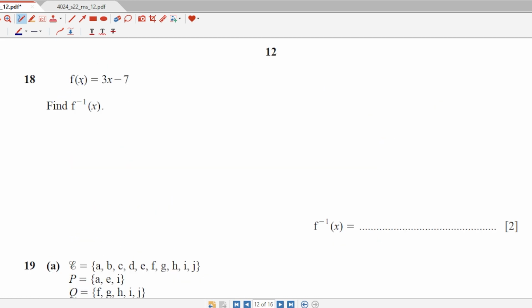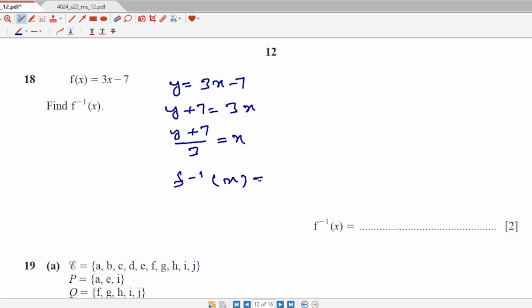Function f(x) is given, f(x) equals 3x minus 7, and you need to find f inverse x. To find f inverse x, first of all, replace f(x) with y. y equals 3x minus 7, and now make x the subject of the expression. y plus 7 equals 3x, and 3 can be divided on this side, so (y plus 7) divided by 3 equals x. The final answer is f inverse x, and y must be replaced by x. So the answer is (x plus 7) divided by 3.